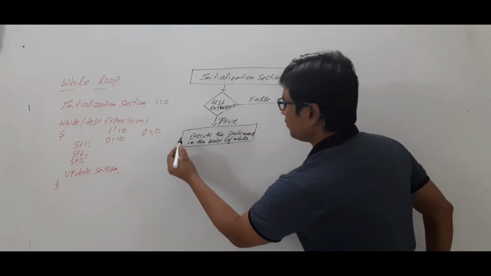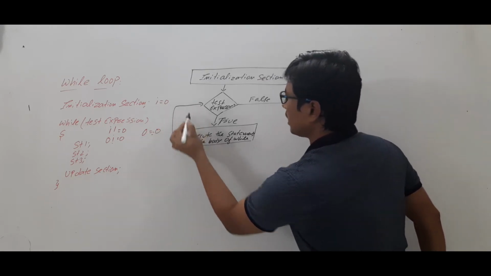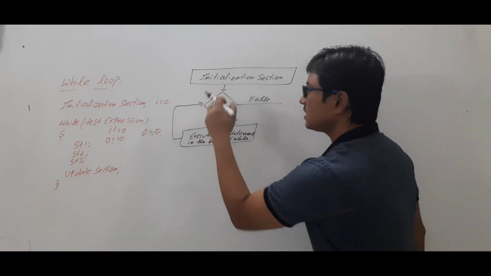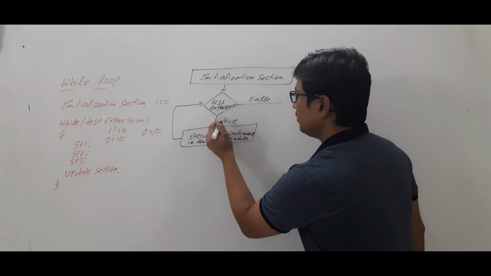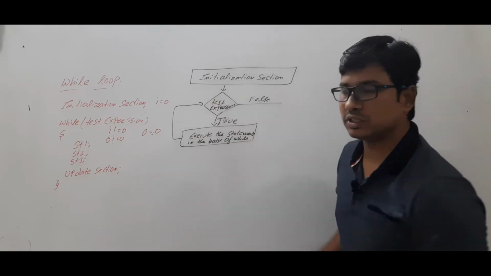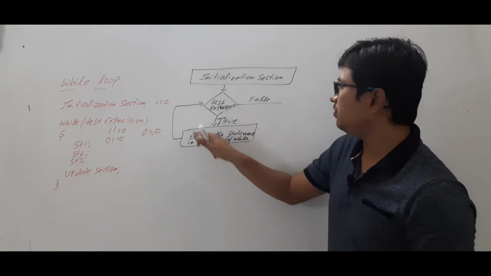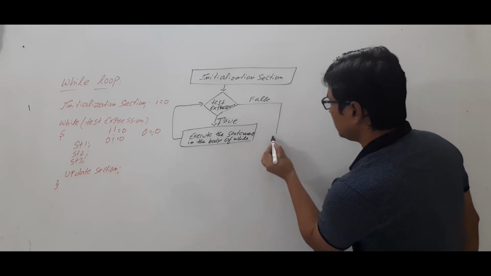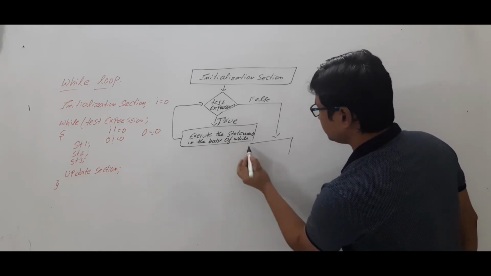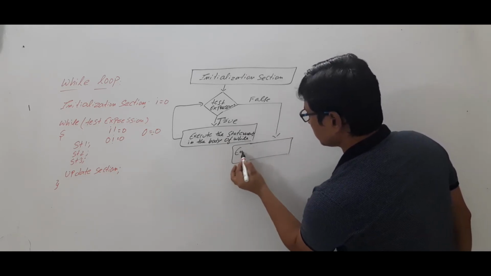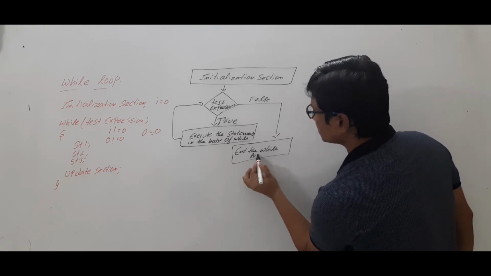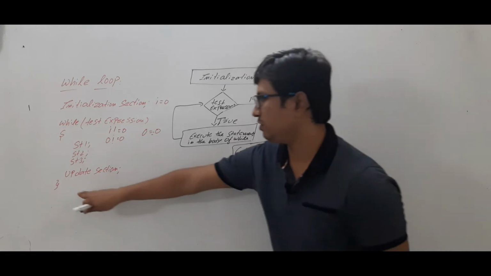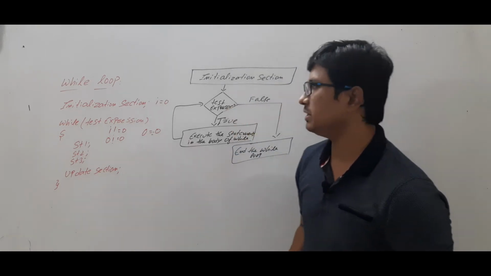Once you have updated the value, you will again check whether the test expression is true or false. If it is true, again you will execute the statements in the while body. If it is false, you will end the while loop, or you will execute the statement which is there after the while loop. If any statement is there, that statement will be executed.